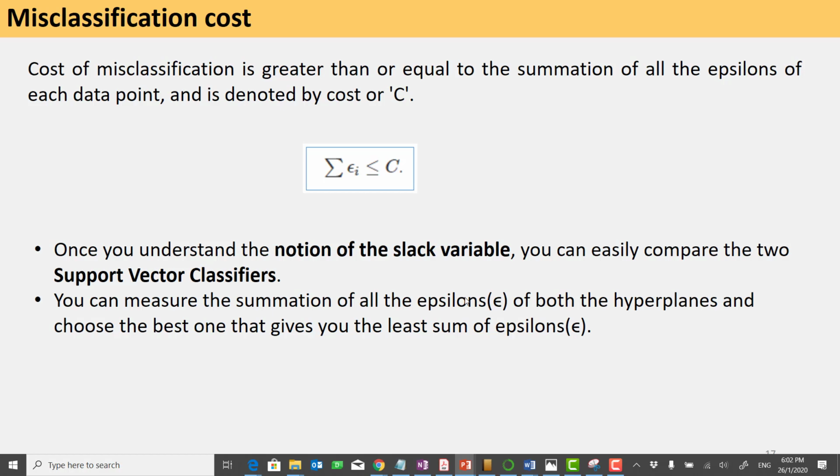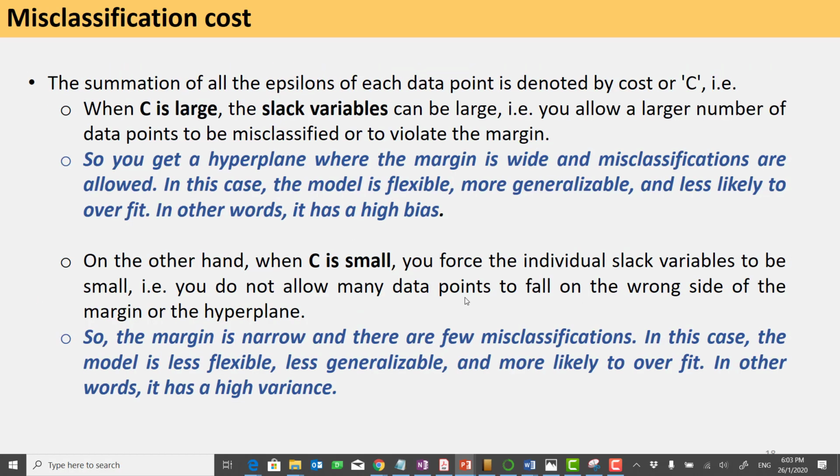Once you understand the notion of the slack variable, you can easily compare two support vector classifiers. In the case we discussed in the previous slide, you have two such hyperplanes with boundary lines, and you can differentiate which one has much lesser error. So you can measure the summation of epsilons of both hyperplanes and choose the best one, the one that gives you the least sum of epsilons. A few things we need to make sure of: the summation of all epsilons of each data point is denoted by cost C. If C is large, that means the misclassification cost is large, and you are allowing a larger number of data points to be misclassified. That means you are violating the margin.